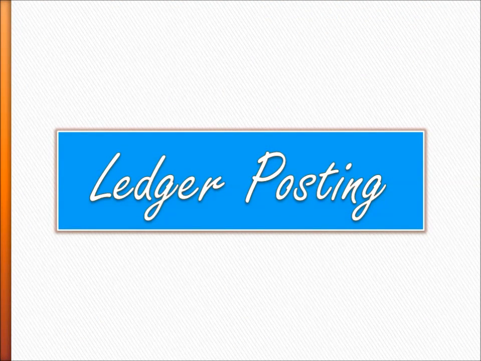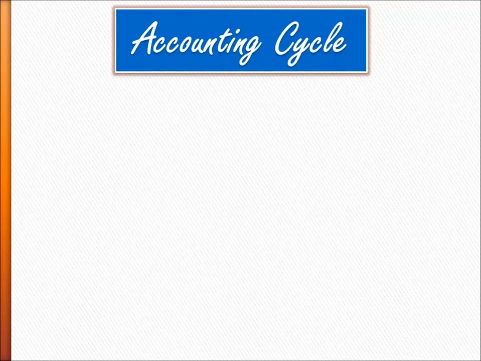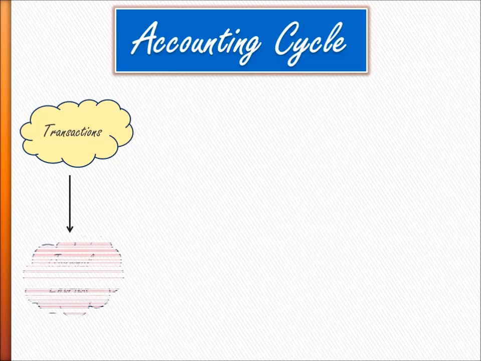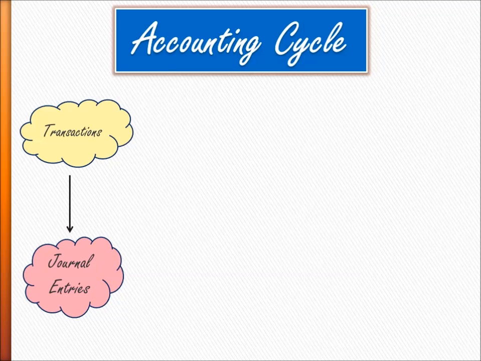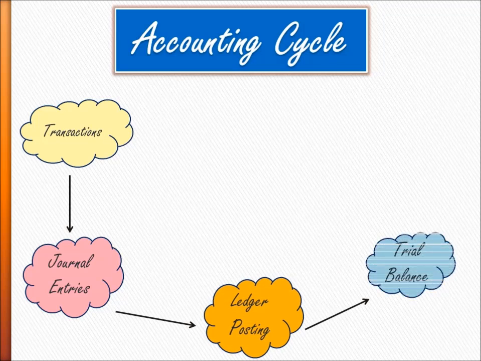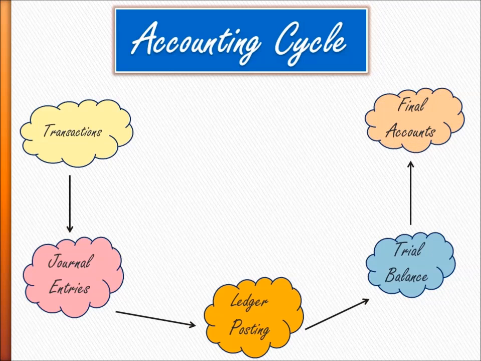Now we'll learn ledger posting. Before I start ledger posting, I would like to remind the accounting cycle, what we are doing at present. First of all, the transactions are converted into journal entries. We have already learnt it. And on the basis of journal entry, ledger posting is done. On the basis of ledger posting, trial balance is prepared. And on the basis of trial balance, final accounts are prepared.